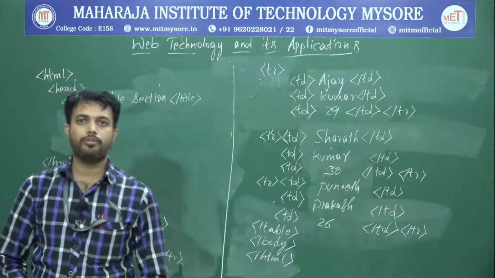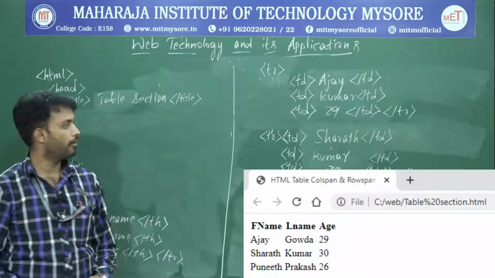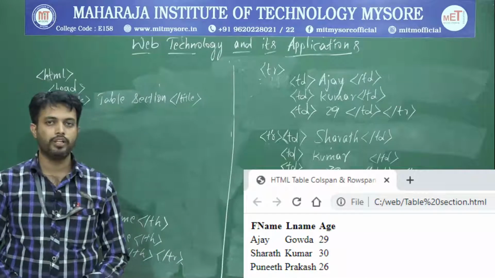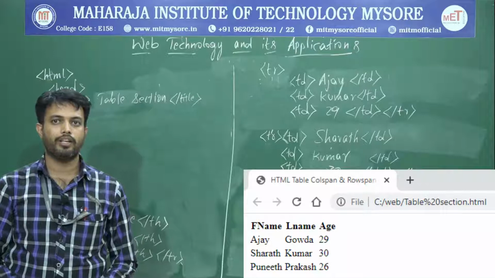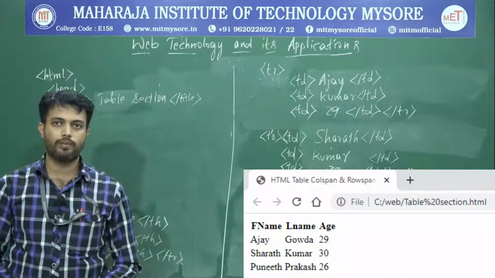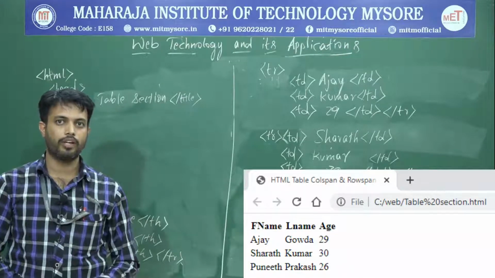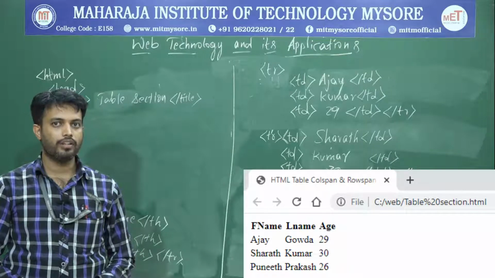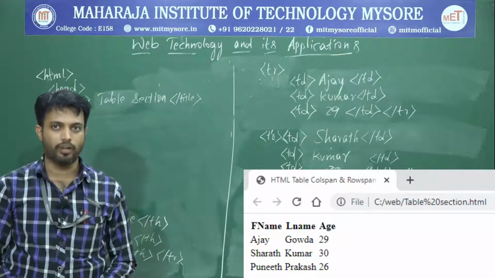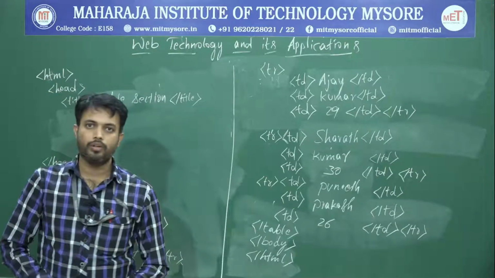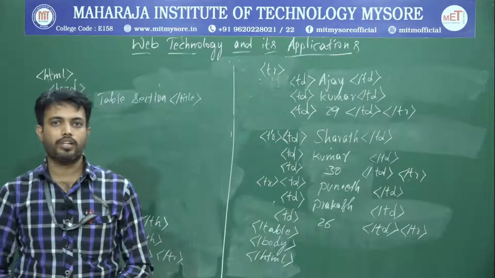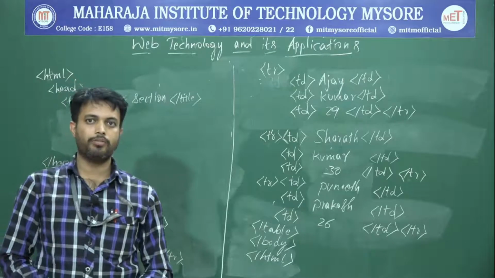Now you can notice the output. The output with the heading f name, l name and age, followed by 3 rows of information. This table won't have any border. Now how to insert a border, as I already discussed in the previous session.